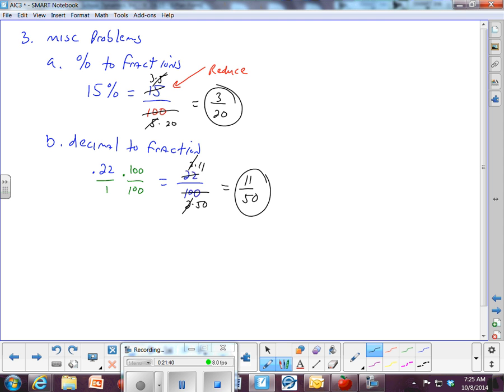Now, there are some instances when you can go less than that. If you had simply something like 0.7, in this case, the shorter methodology would multiply by 10 over 10. The reason being is you only have one place the decimal point needs to move. So 0.7 times 10 is 7, and 1 times 10 is 10. That's already reduced, and that's the answer, 7/10.